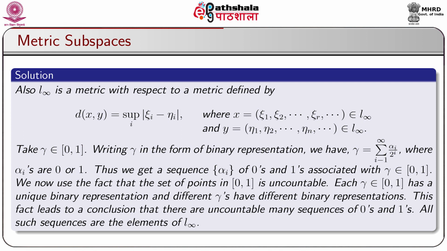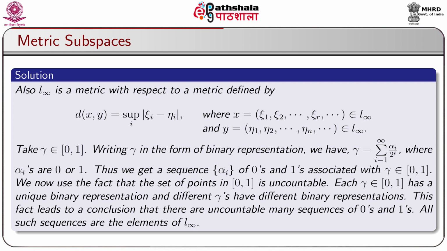Take gamma as an element of [0, 1], that is, the closed interval 0 to 1. Writing gamma in binary representation, that is, in terms of the elements 0 and 1 only, we can regard gamma as the sum over i from 1 to infinity of alpha i divided by 2 to the power i, where the alpha i's are taken as 0 or 1. So we get a sequence of zeros and ones associated with gamma belonging to the closed interval [0, 1].